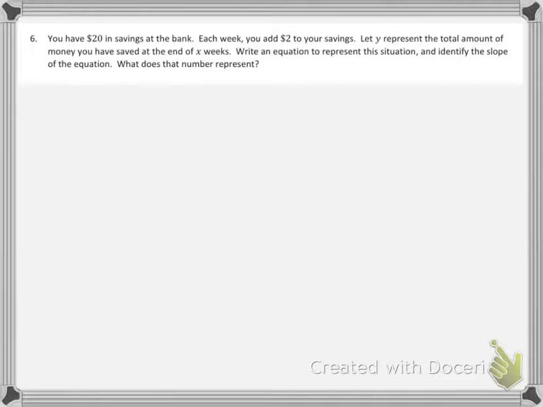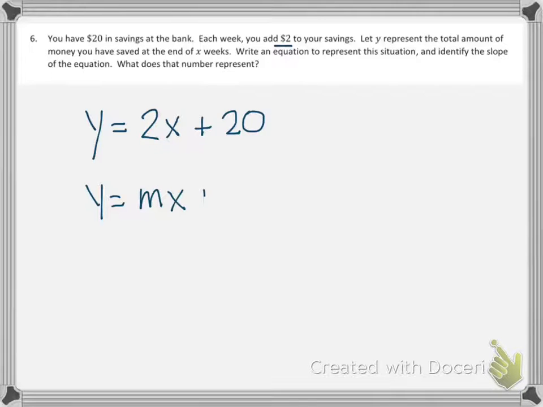Number 6, you have $20 in savings at a bank. Each week you add $2 to your savings. Let y represent the total amount of money you have saved at the end of x weeks. Write an equation to represent this situation and identify the slope of the equation. All right. Well, again, this is something that you did in 6th grade, writing equations. y is the total amount of money, and that's equal to the amount that I add every week, so $2, times the number of weeks, x, plus the $20 I had in savings. Okay, and this is y equals mx plus b. It's in slope-intercept form, so I know the slope. The slope is the coefficient of x. So m equals 2. What does that number represent? Well, that's the amount of money that you're adding to your savings every week.